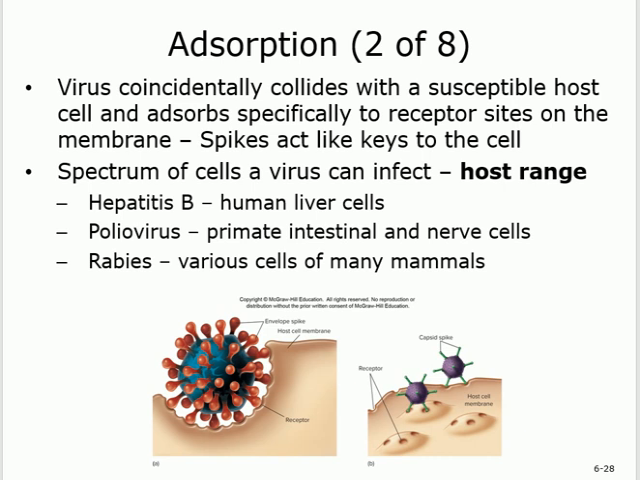A poliovirus, for example, invades intestine and nerve cells. For what? For primates. Any primates. Okay? Monkey, humans, any primates. Rabies, for example, any mammals. Isn't that a big range? Hepatitis B, human liver cells specifically. This is a very narrow host range, isn't it? Just human and liver cells. That's it. The poliovirus is more than that. Intestine and nerve for any primate.